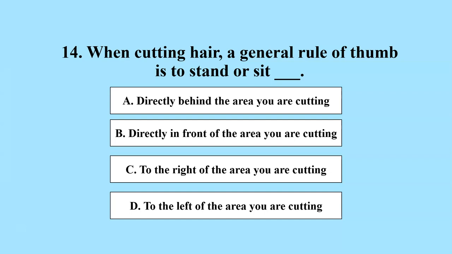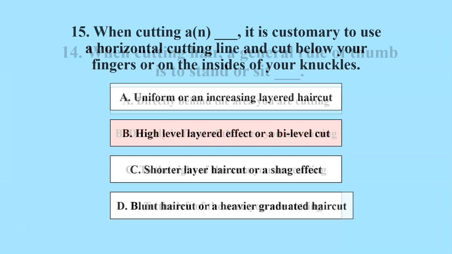When cutting hair, a general rule of thumb is to stand or sit directly behind the area you are cutting, directly in front of the area you are cutting, to the right of the area you are cutting, to the left of the area you are cutting. If you chose B, directly in front of the area you are cutting, you are correct.